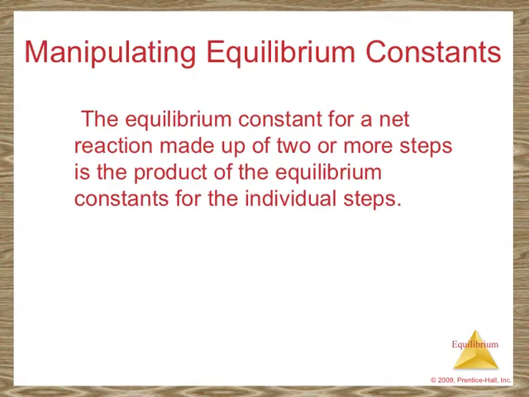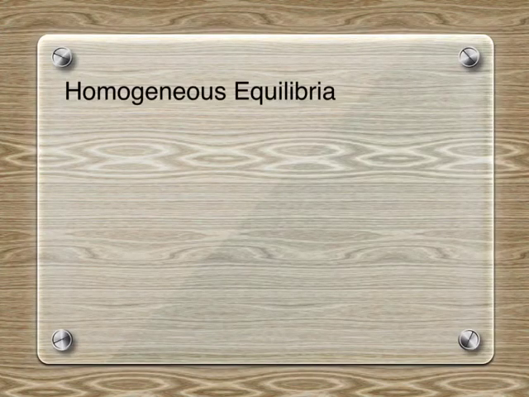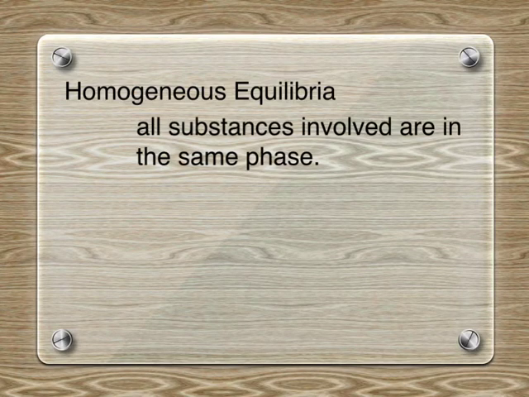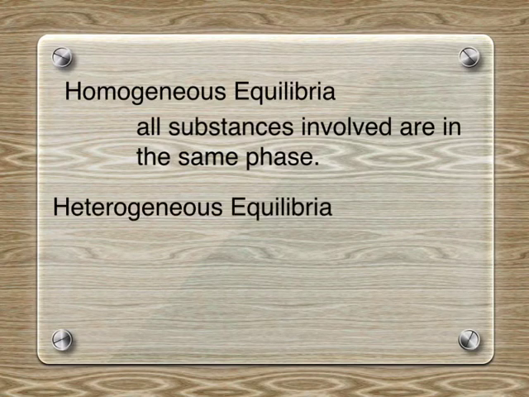And finally, if we have a reaction that's made up of a series of 2 or more steps, then the equilibrium constant for the net reaction would be determined by multiplying the equilibrium constants for each of the individual steps. When all of the species involved in a reversible reaction are in the same phase, say they're all gases, then they form a homogeneous equilibrium. But we can also have situations where the substances involved are in different phases, forming a heterogeneous equilibrium.